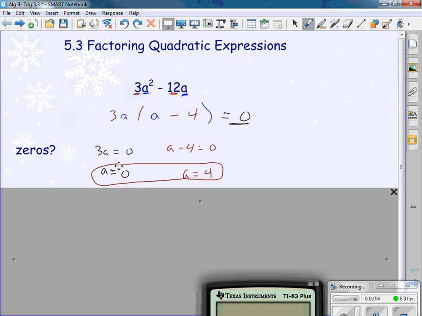Just to show you, if I substitute in this 0, 3 times 0 times a, or 0 minus 4. What's 3 times 0? 0. 0 times anything is 0, so that's true. On the other side, 3 times 4, and then 4 minus 4. What's 4 minus 4? 0. Anything times 0 is 0.